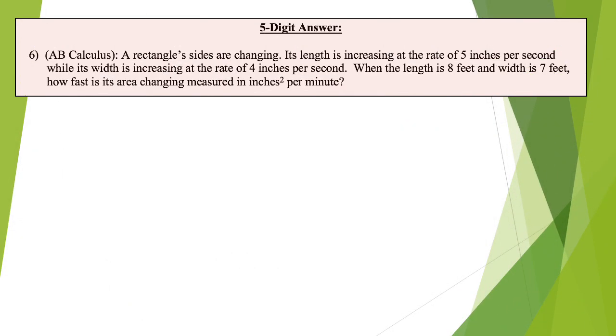Number 6 is the more difficult or more complicated 5-digit answer problem. This is from AB Calculus. A rectangle's sides are changing. Its length is increasing at the rate of 5 inches per second, while its width is increasing at the rate of 4 inches per second. When the length is 8 feet and width is 7 feet, how fast is its area changing, measured in square inches per minute?